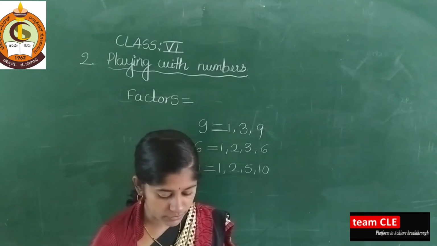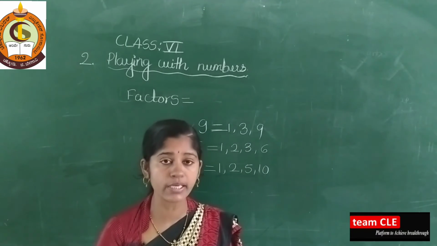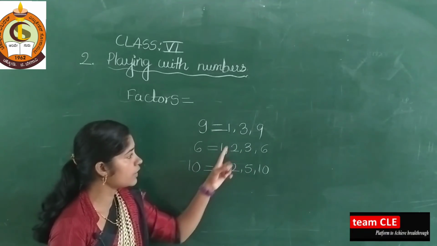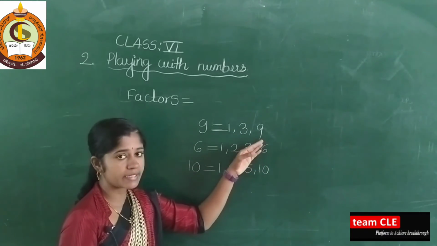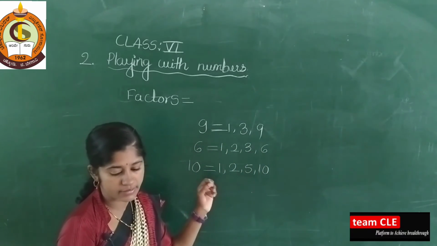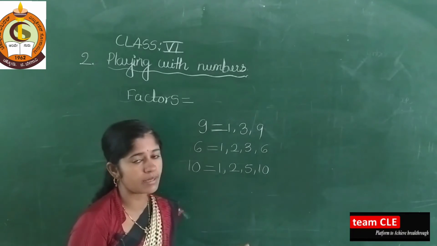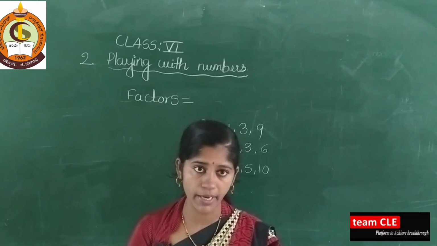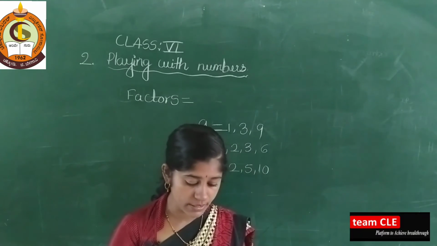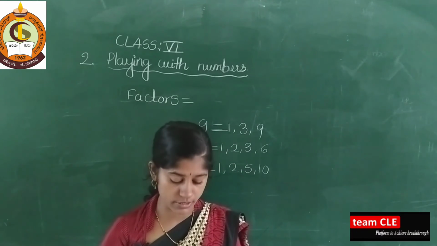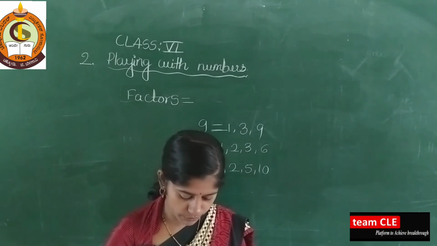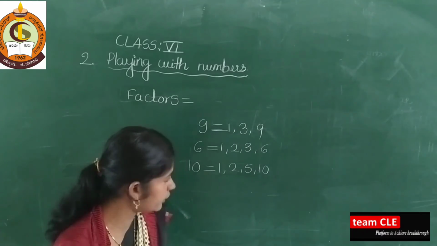Next, the factor of a number is equal to or less than the number. See here, the factor of the number is less than or exactly equal to the given number. So these are some properties of factors. See here, I taught the properties of multiples and the properties of factors also. Next, I will solve some examples from your exercise 2.2.